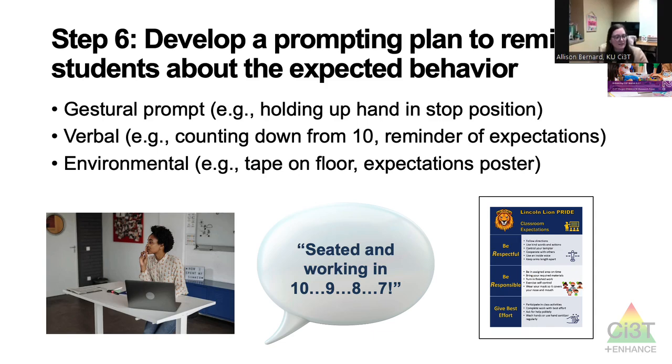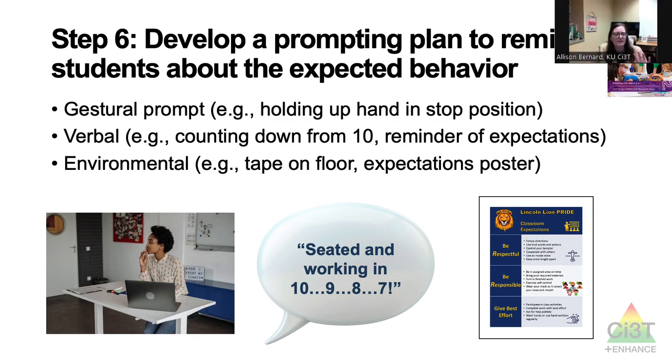Step 6 is to develop a prompting plan to remind students about the expected behavior. This is beneficial not only for the students, but you as well, if you're like me, someone who forgets things quite often. So you might consider implementing a gestural prompt. So like holding up your hand in the stop position when you want students to pause their conversations. You might also have a verbal cue, like counting down from 10 and reminding them of those expectations. So whenever I get to 1, I expect you to be working independently or back at your seat.